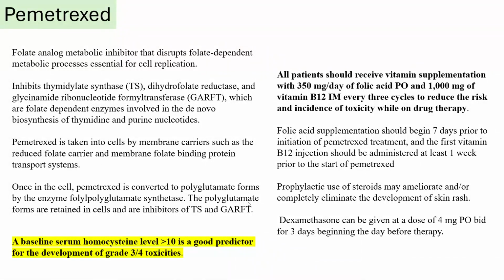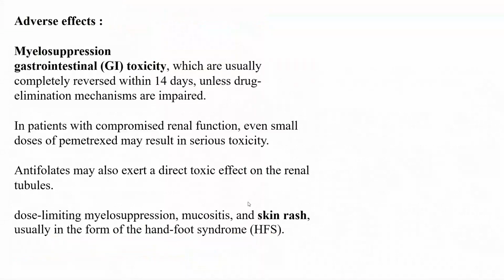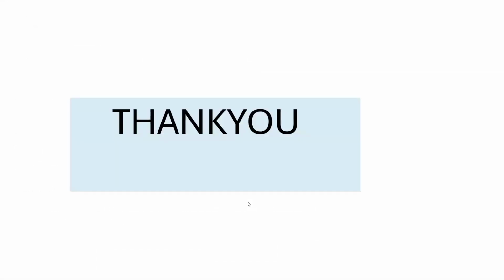And if you do a serum homocysteine level for these patients, it can be a good predictor for development of grade 3, grade 4 toxicities that we see with pemetrexed. Some patients, very few, can develop pancytopenia. For those patients, I think a baseline serum homocysteine level is an indicator of reduced folate in the patient. And the dose that we use is 500 mg per meter square IV every 3 weeks. The adverse effects of pemetrexed, we all know, are myelosuppression, skin rash, hand-foot syndrome. Thank you.